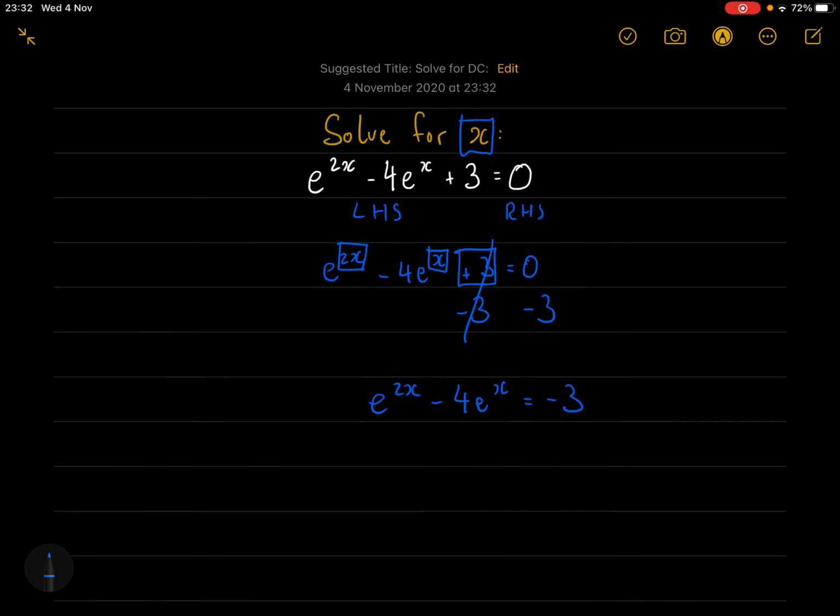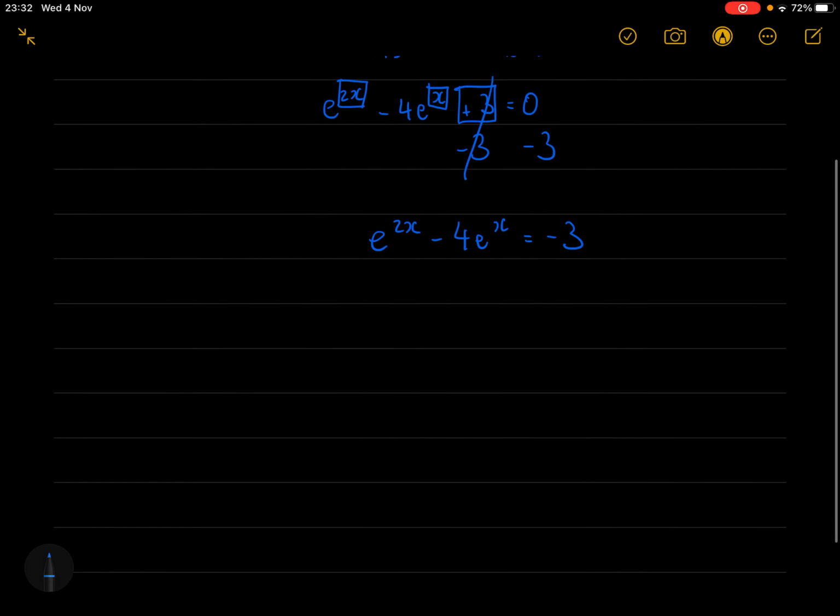Now we've got all the variables that have x on the left hand side and the variables which don't have x on the right hand side of the equation. After that, what we're going to do is see if we can find anything common in the two variables. In this case, e to the power of x is something common, because it is in both of the variables. So if we factorize e to the power of x, we're going to get e to the power of x times (e to the power of x minus 4) being equal to minus 3.